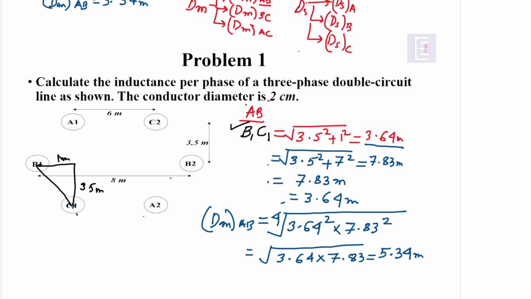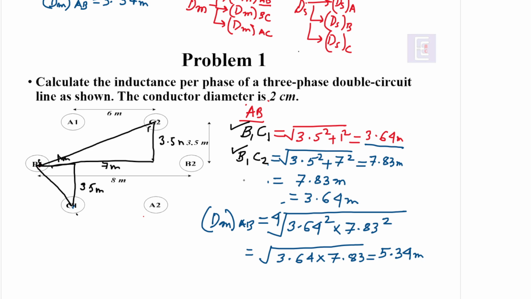Second, we have B1 C2. B1 C2 is this distance. So this is the right angle triangle, so this will be 7 meter and this will be 3.5 meter. So again, this is 7.83.